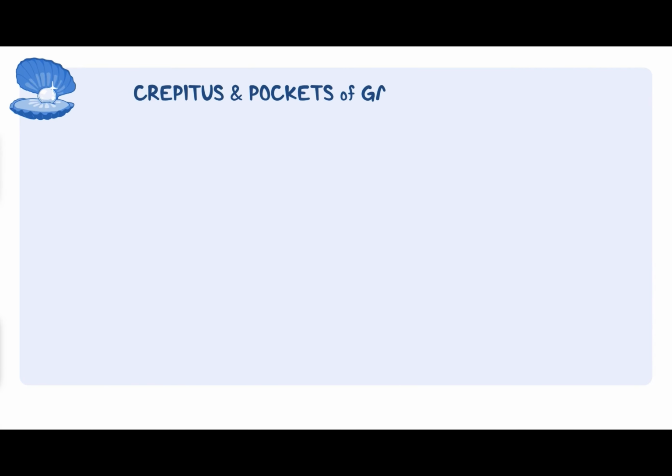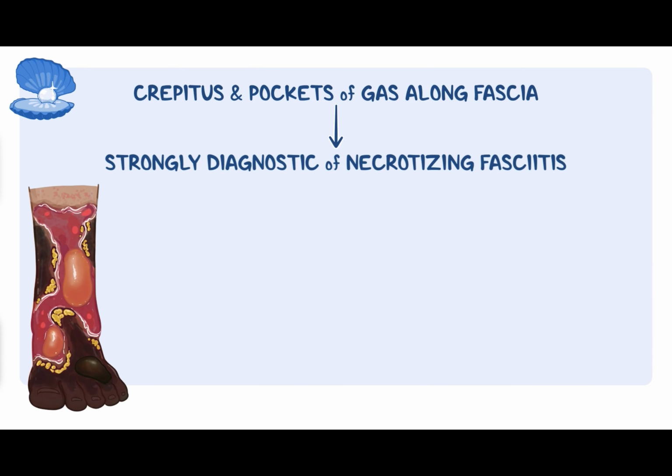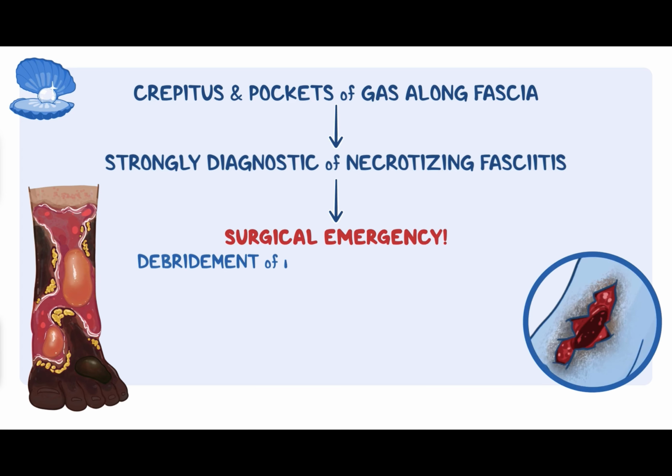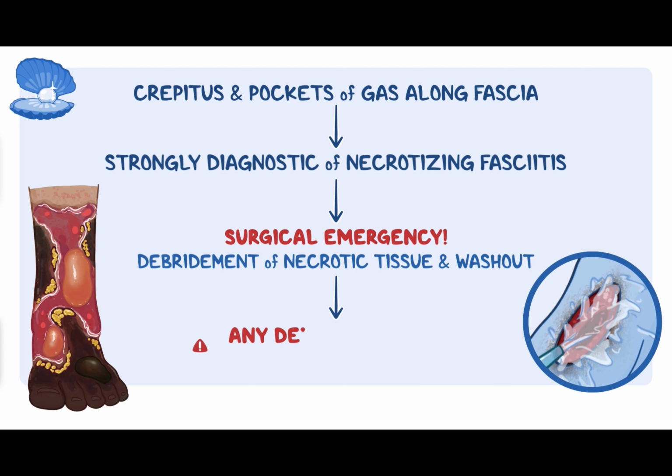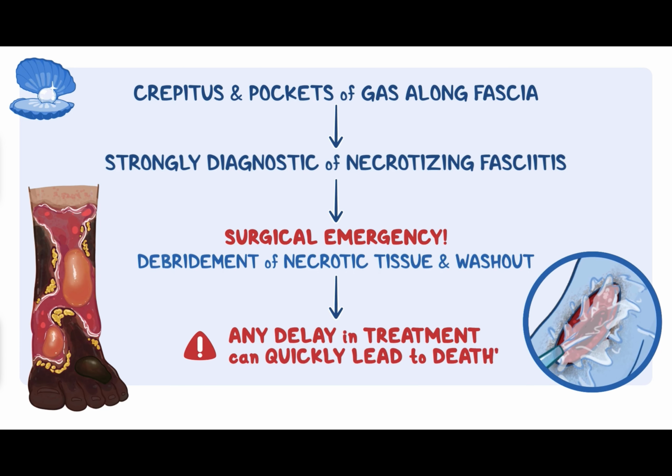Here's a clinical pearl. Crepitus and pockets of gas along the fascia are strongly diagnostic of necrotizing fasciitis, which is a surgical emergency. Patients need to be taken to the operating room emergently for debridement of the necrotic tissue and washout. Any delay in treatment can quickly lead to death.